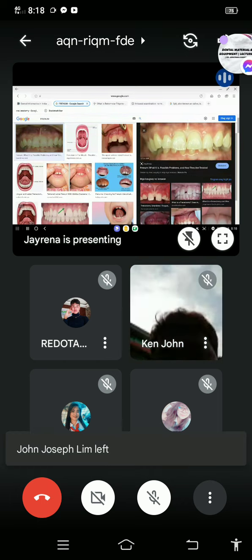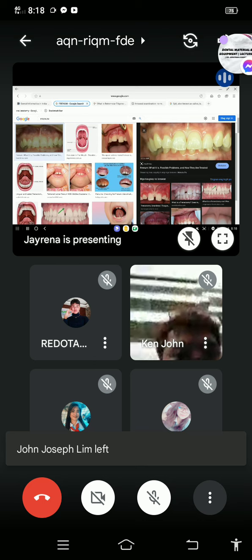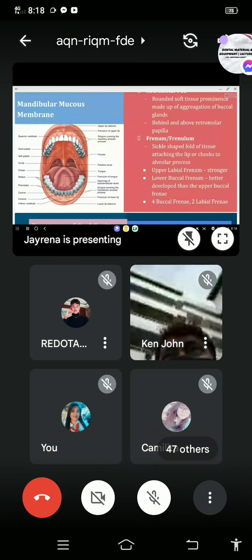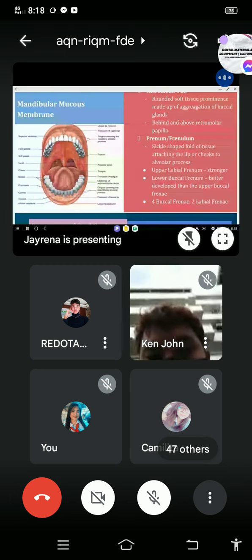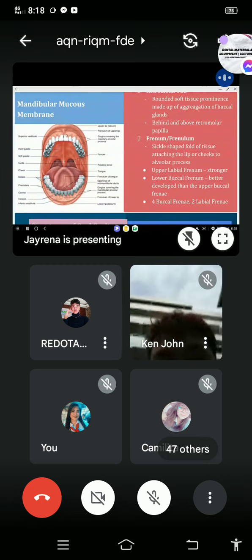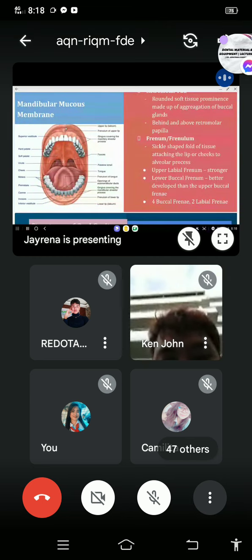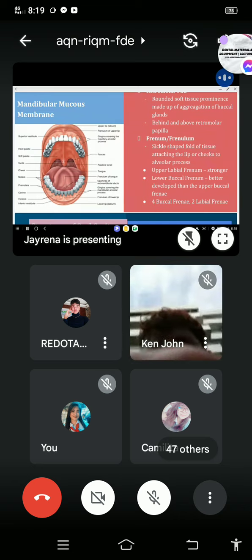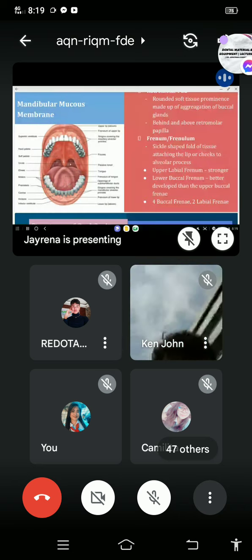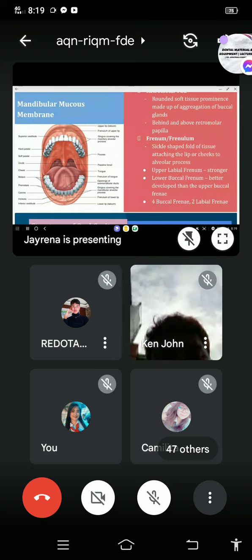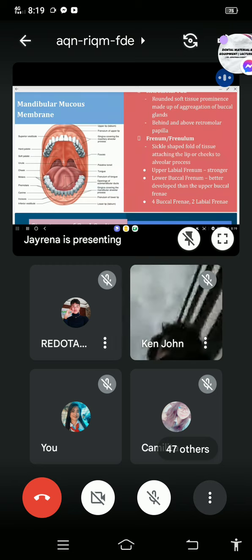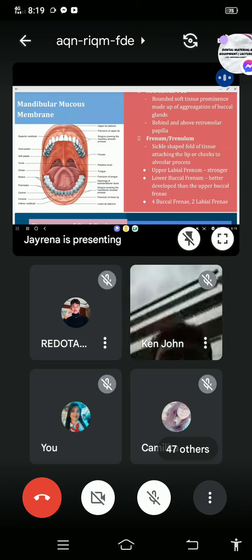Okay. Now, Doc, bakit dun sa slide ang daming pangalan? We have the labial frenum, which is here sa lips. Yan yon, labial frenum. There's also buccal frenum, a frenum found in the buccal areas. And then, there's also lower labial frenum. Meron din dito sa baba. And there's also lower buccal frenum sa baba.